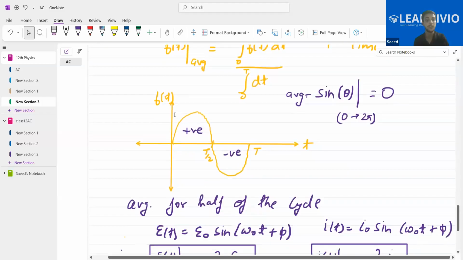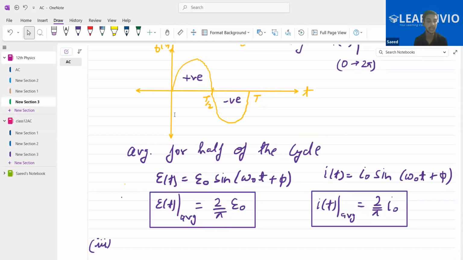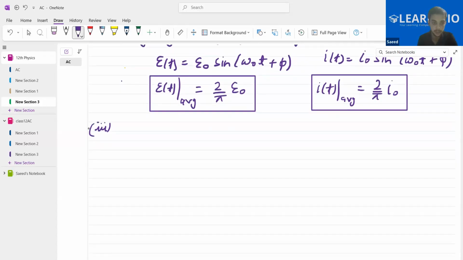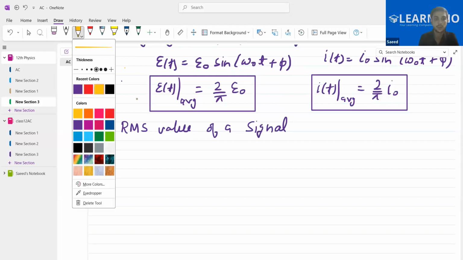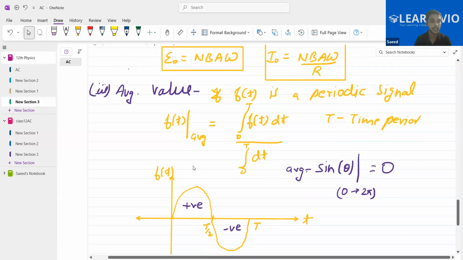And the average value, we defined it as 2 by pi E naught for the half of the cycle, and the average current as 2 by pi times I naught for the half of the cycle. Similarly, we are going to define the RMS value of a signal. First of all, I'm going to give you the generalized formula in terms of f of t, and then we'll see what the answer will be for our particular signals.